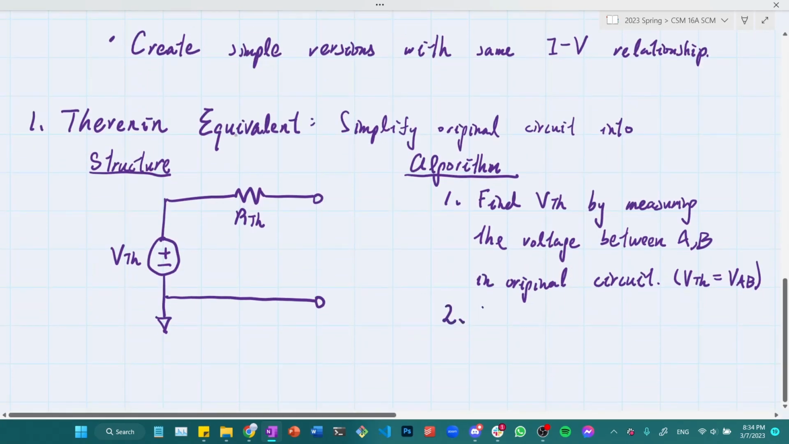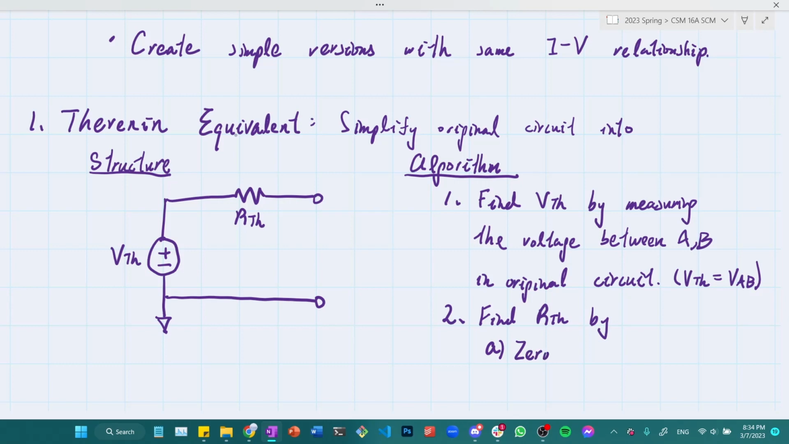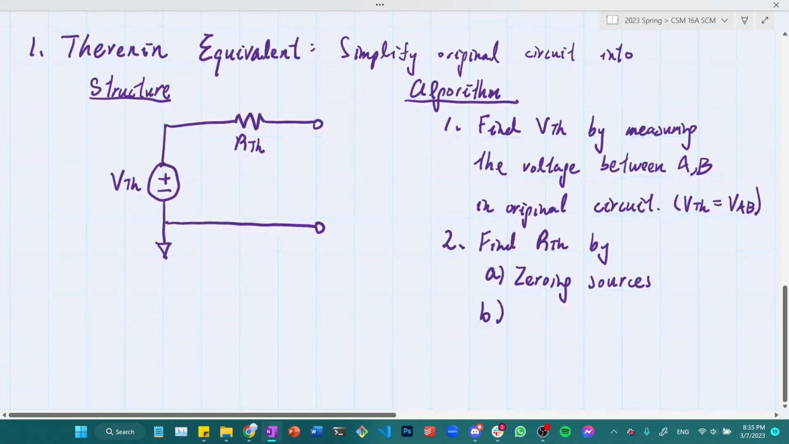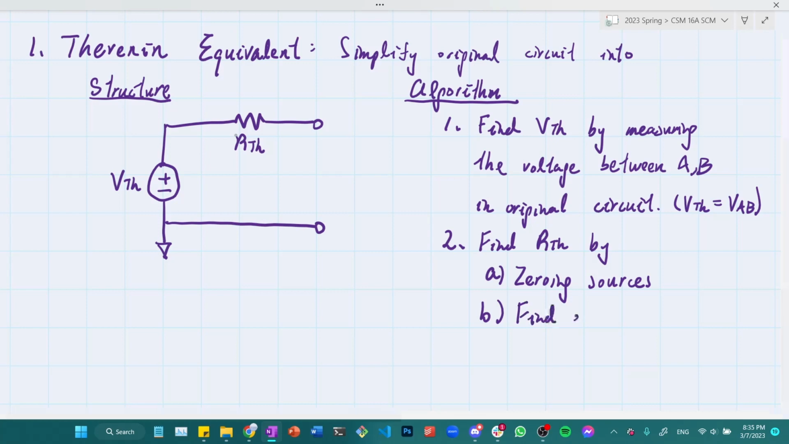And then I will need to find another thing that we're missing in the prototype, which is RTH. I can find RTH by first zeroing out any independent sources in the circuit, and then I try to find the equivalent resistance between A and B. This stands for equivalent resistance.